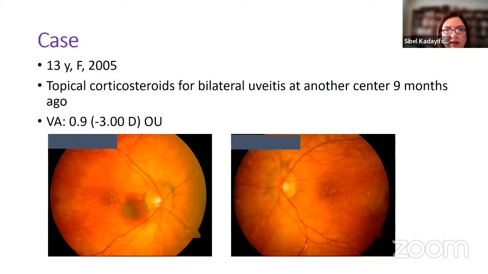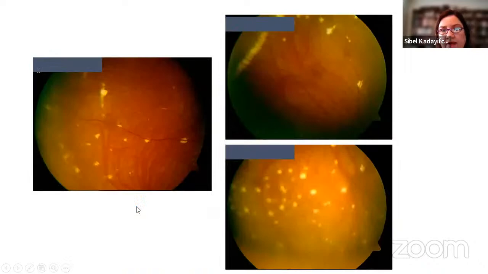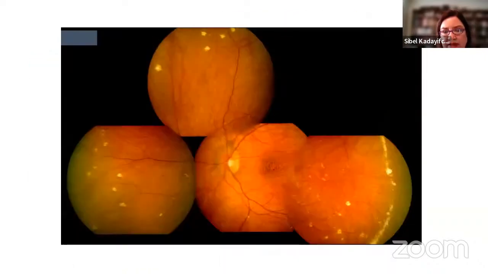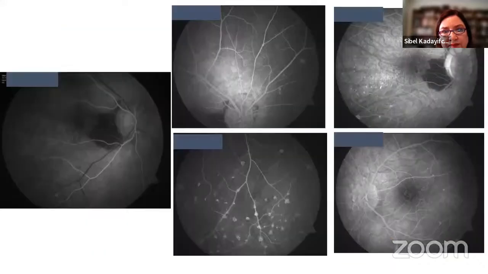We saw this case in 2005, a 13-year-old female. She had taken topical corticosteroids for bilateral uveitis at another center 9 months ago. The visual acuities were 0.9 in both eyes. We see granularity, pigment epithelial changes in the back of the eye with sunset glow fundus and peripapillary probably choroidal neovascularization with hemorrhage in the right eye. When we look at the periphery, we see typical findings of the convalescent phase. And with fluorescein angiography, we don't see any specific activation. We see only staining.